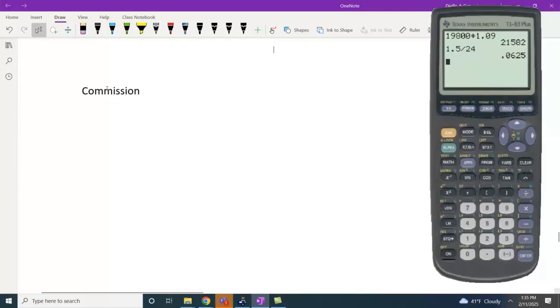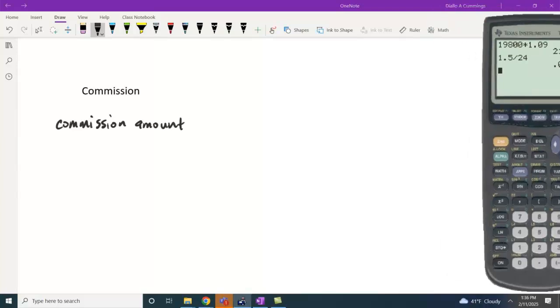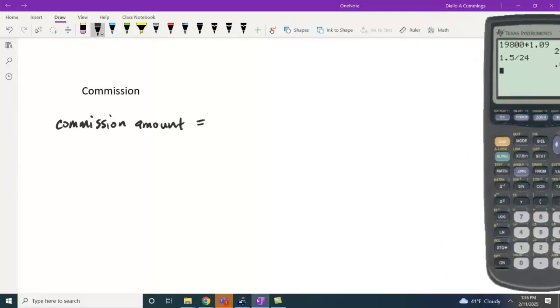Okay. So that's the concept of commission. So here's the formula to find the commission amount. So the commission amount is simply going to be the selling price times the commission rate.